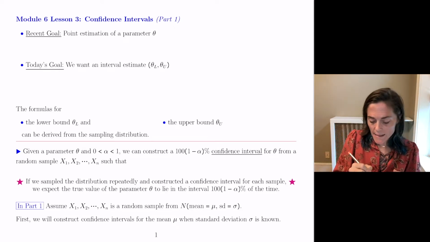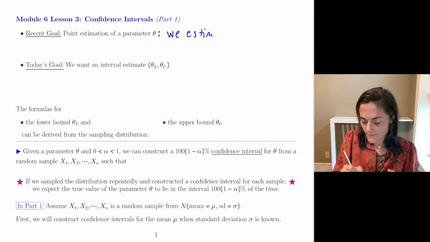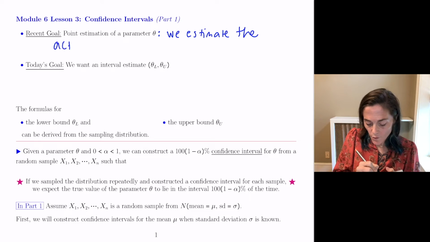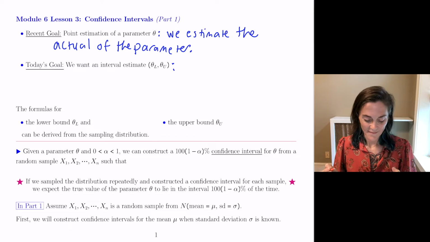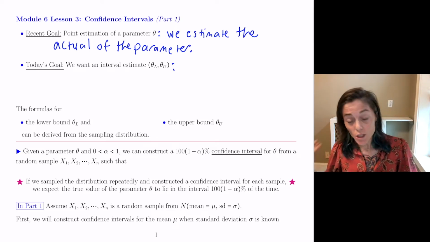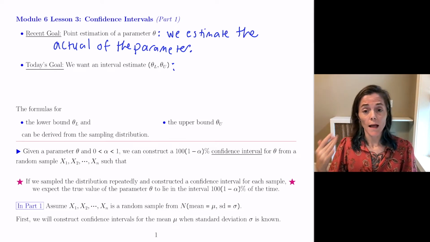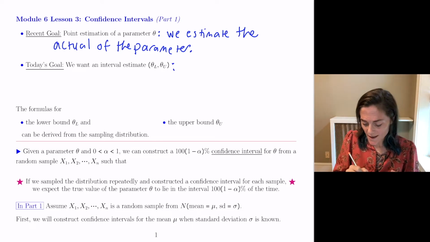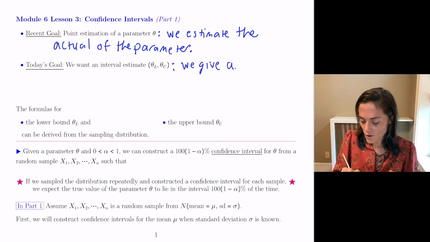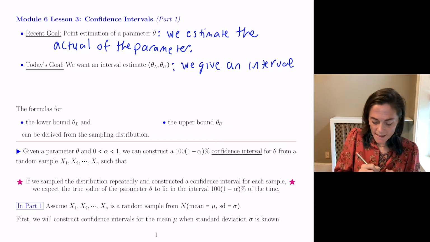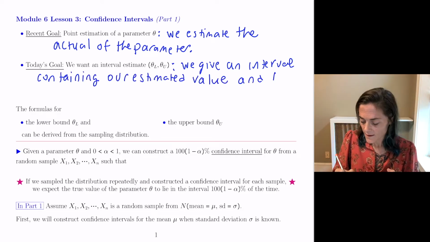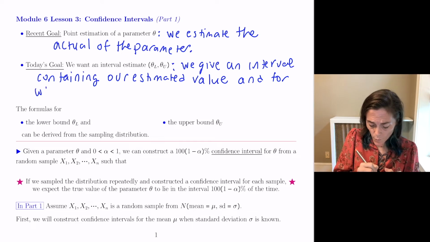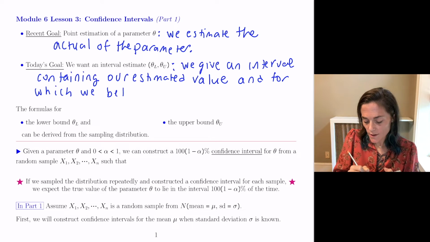This is where we estimate the actual value of the parameter. Today, and in part two, we will move into an interval estimate. So this is where we give an interval. It will contain our estimate and for which we believe the true parameter should lie.